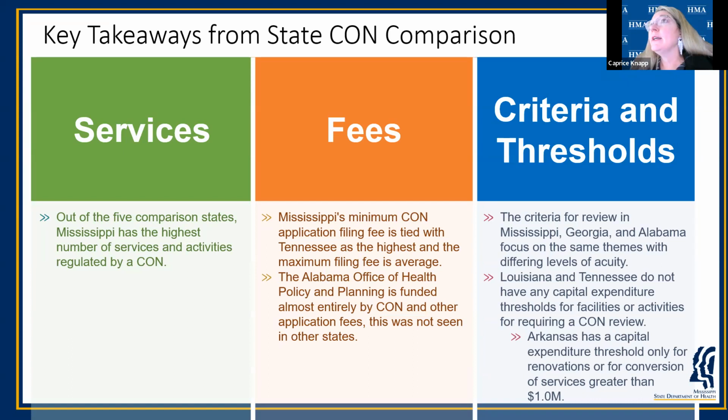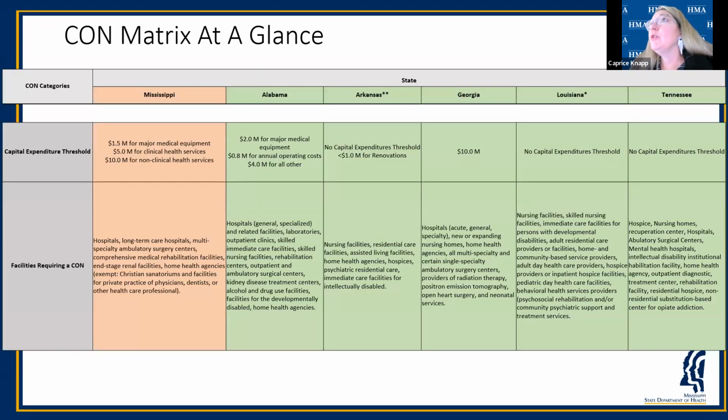The next slide, we have a huge spreadsheet that includes a ton of parameters that we compared across these states. So if you really want to do a deep dive and you really want to look at, for example, capital expenditure threshold, you guys are at 1.5 for major medical equipment, and you can see Alabama's at 2, et cetera. So we have a big spreadsheet like this that we're going to provide to the department as well.